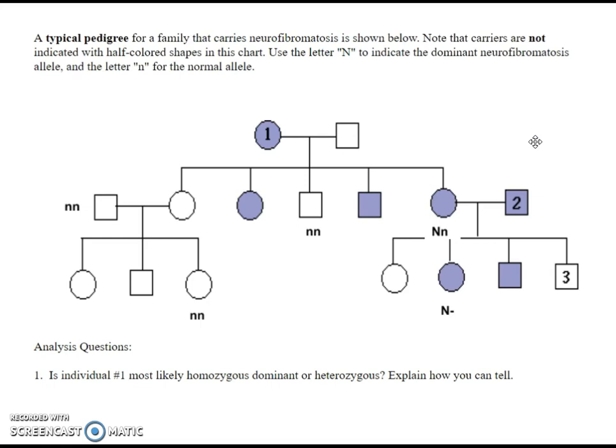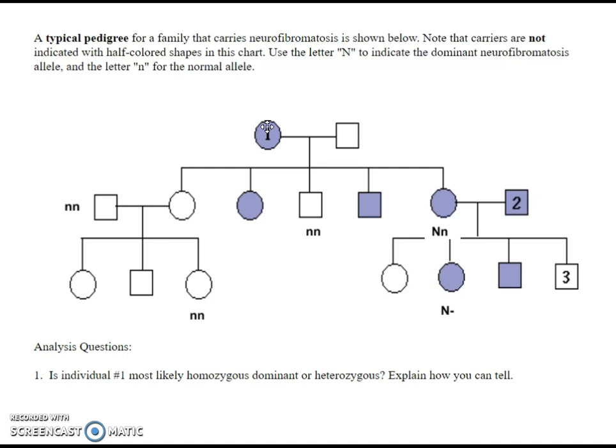So we're looking at the first question here: is individual 1 most likely homozygous dominant or heterozygous? Look at what you put for your answer. The correct answer is heterozygous. The reason is that the only way to get offspring who are both affected and unaffected by neurofibromatosis is to have individual number one's genotype be heterozygous, in other words, capital N, lowercase n.